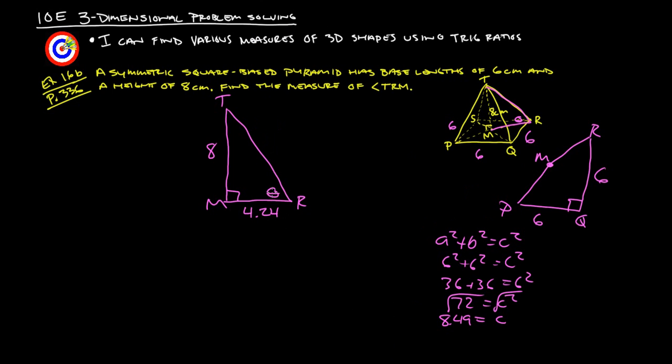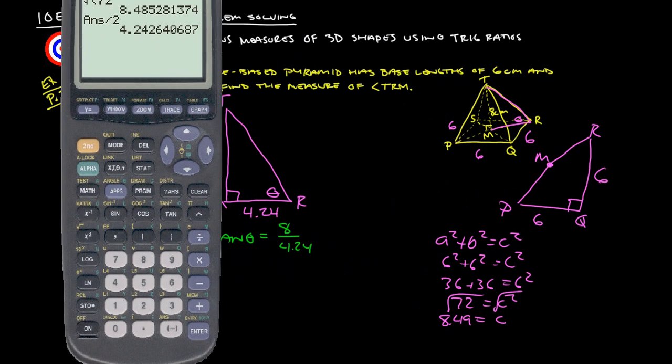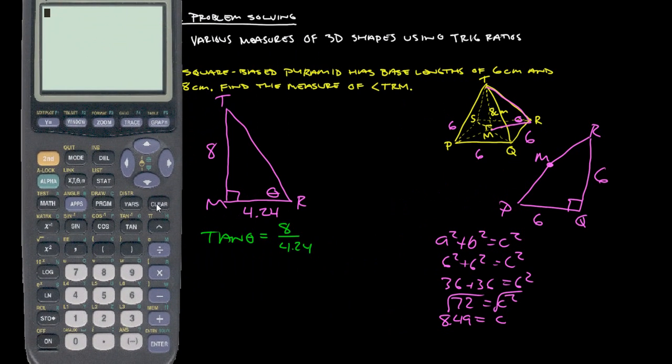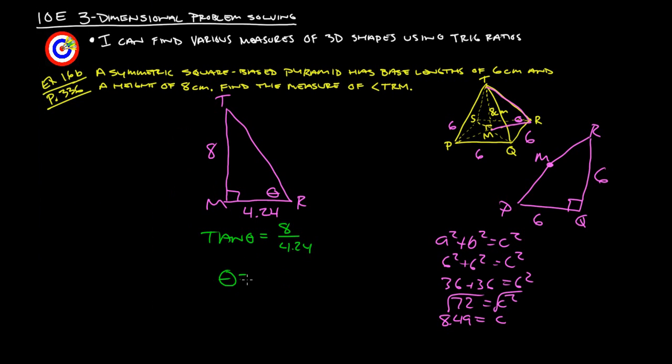is this here. So now to figure out this angle here, we've got the opposite and we've got the adjacent. So again, we're going to use tangent. So let's do tangent theta equals opposite, which is 8, over adjacent, which is 4.24. Right, so we're going to take our handy dandy calculator. Inverse tangent of 8 divided by 4.24, and we get 62.07, so let's call it 62.1. So theta equals 62.1 degrees.